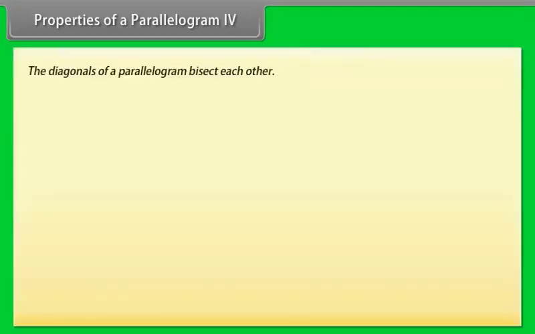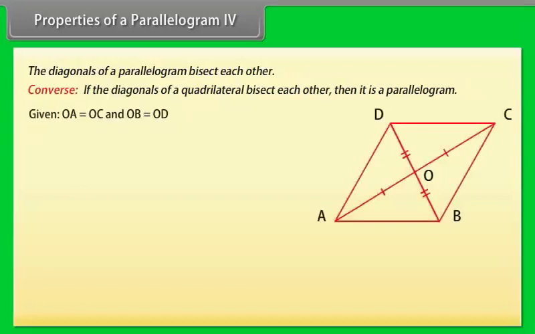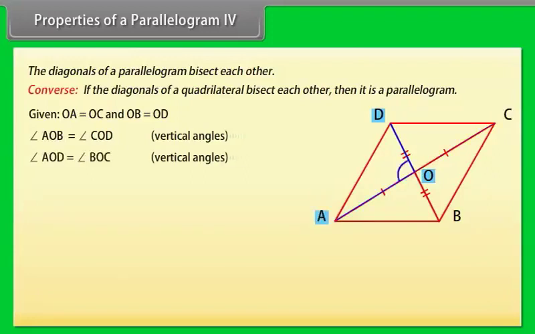The converse of this theorem results in one more theorem. The converse says, if the diagonals of a quadrilateral bisect each other, then it is a parallelogram. Let us prove it. It is given that OA is equal to OC and OB is equal to OD. Angle AOB is equal to angle COD because these are vertical angles. Similarly, angle AOD is equal to angle BOC.